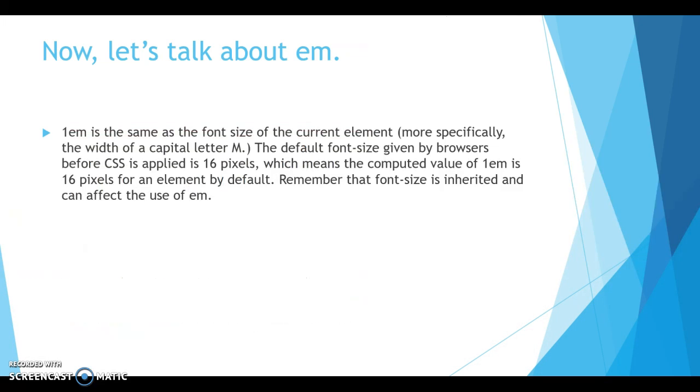Now let's talk about ems. Em is the same as the font size of the current element. So the easiest way to remember how to measure an em is that it is the width of the capital letter M. So the default base font size given by web pages is usually 16 pixels. So 1 em is usually equal to 16 pixels.